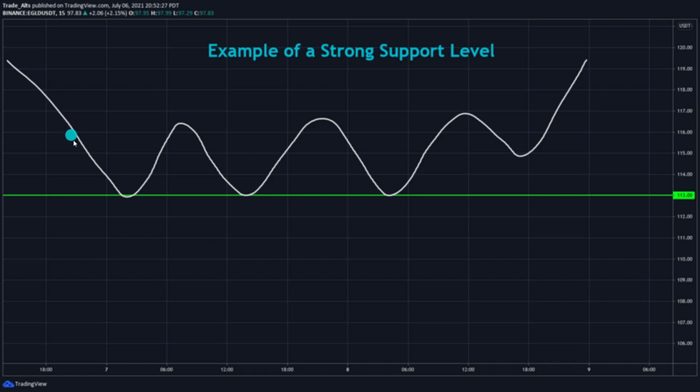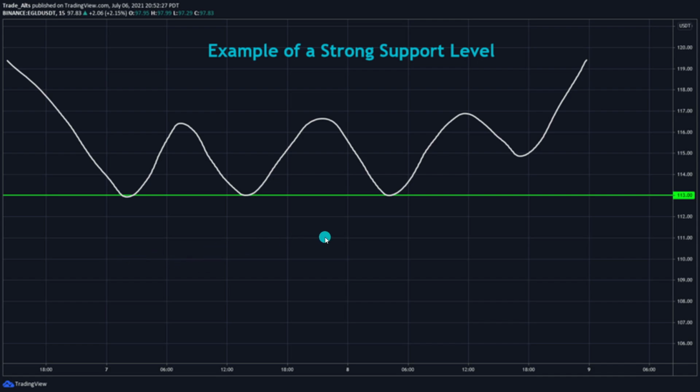Because price is above it, you were hoping that this green line is going to be this support level, right? So when price is above your SR level, it's support. When price is below your SR level, then this is resistance. Okay, so again, price is above, that means this level is support. If price is below this level, that means it is resistance.